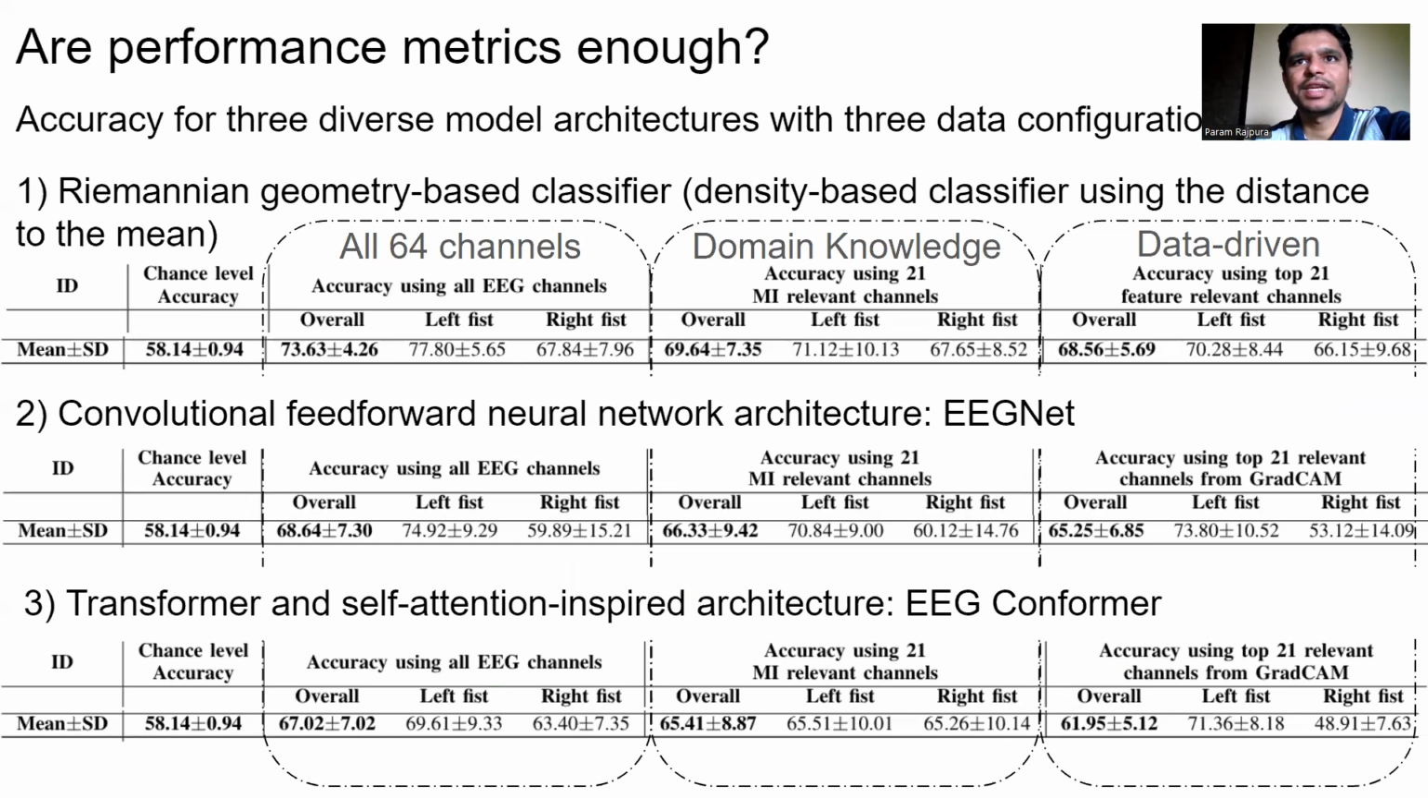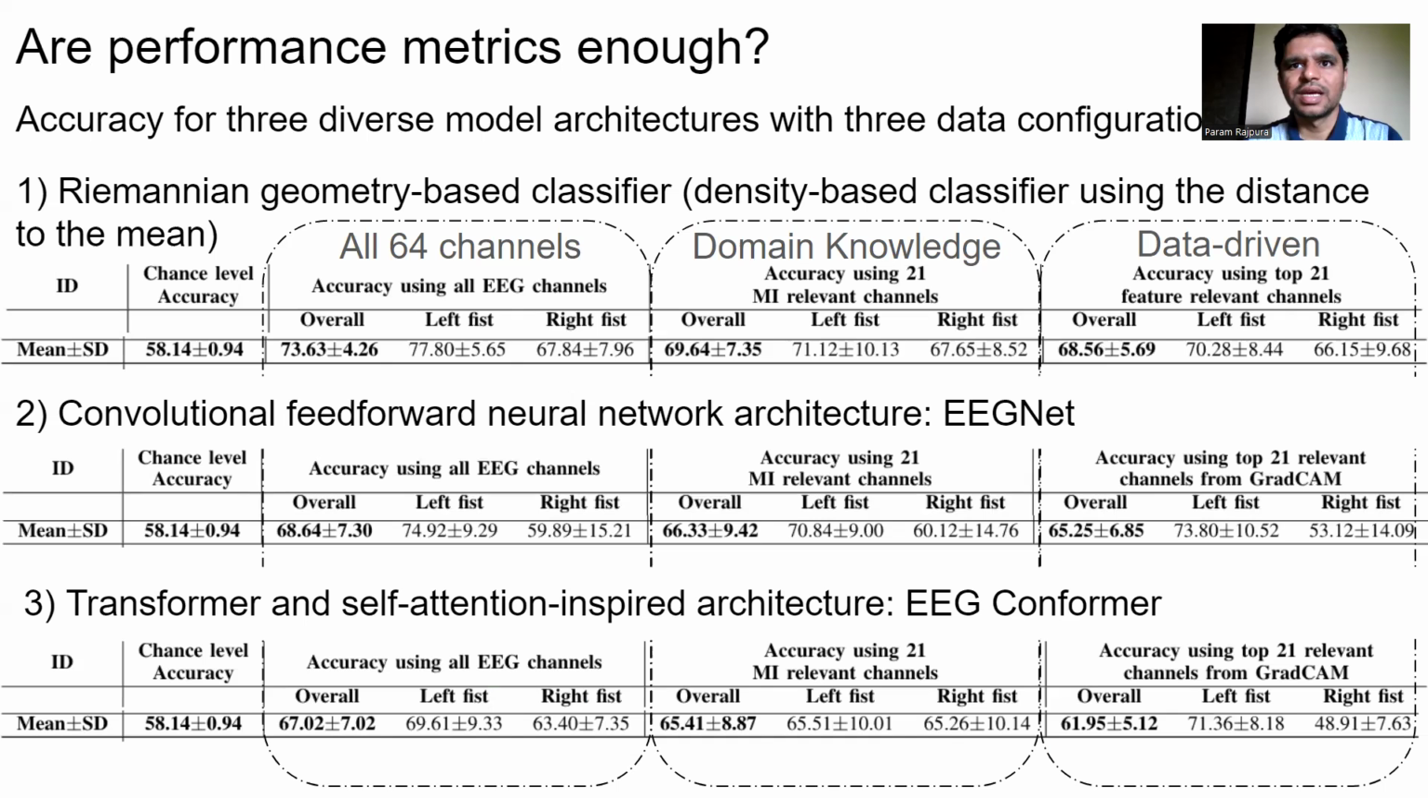To test the explainability across different state-of-the-art techniques, we choose a Riemannian geometry-based classifier that calculates the minimum distance to the mean of covariance matrices computed from EEG data. We consider two end-to-end learning models, EEGNet and EEG Conformer. EEGNet is a convolutional neural network benchmarked across multiple BCI datasets. EEG Conformer is a transformer-like architecture with self-attention layers.